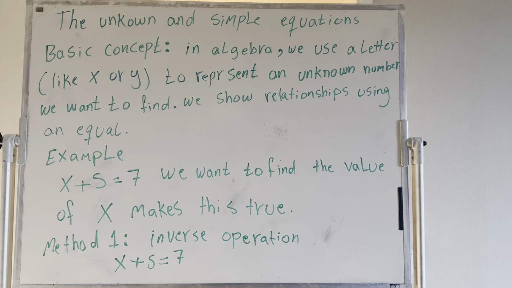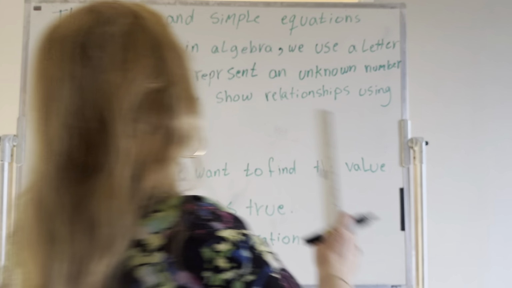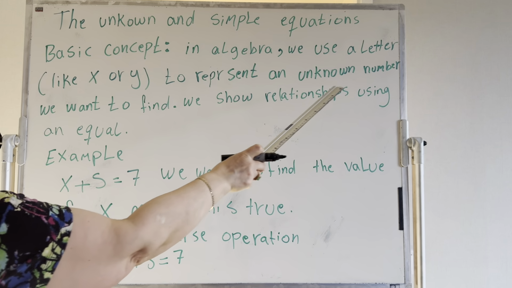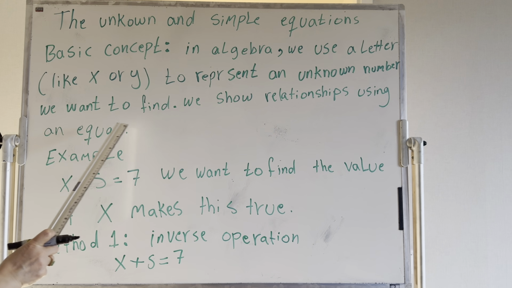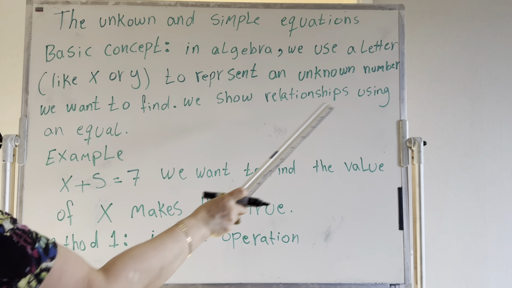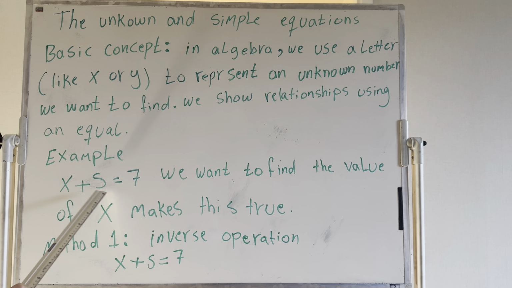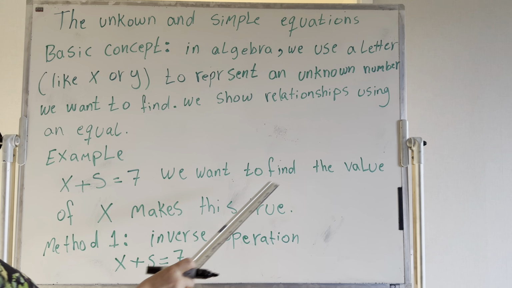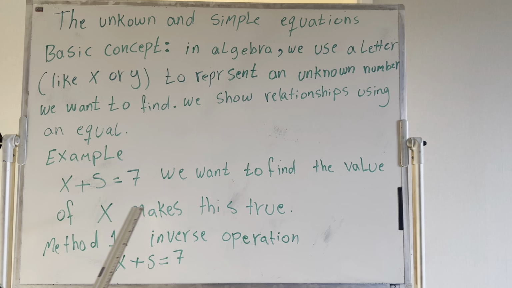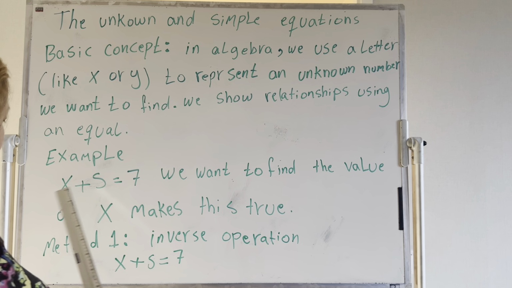Hello, today I will speak about the unknown and the simple equation, basic concept. In algebra, we use a letter like X or Y to represent an unknown number we want to find. We show relationships using an equal sign. Example, if we have x plus 5 equals 7, we want to find the value of x that makes this true.